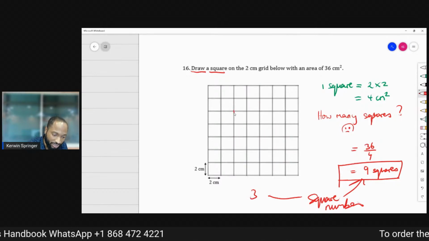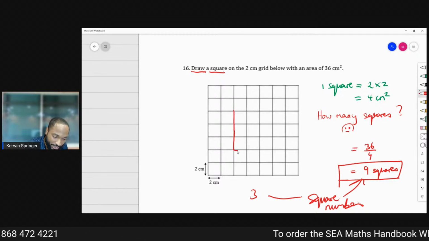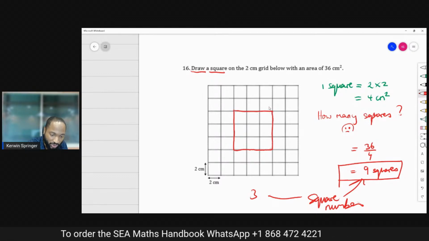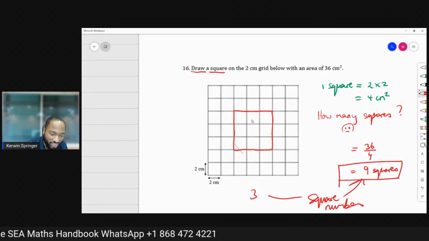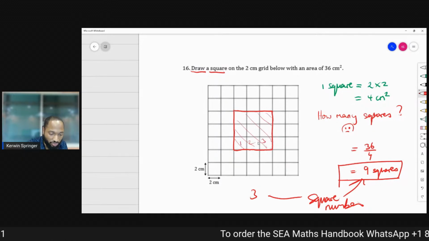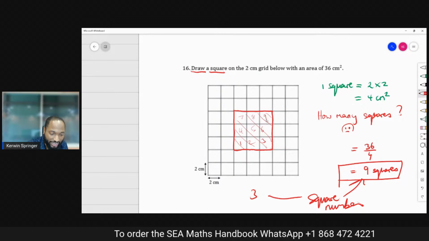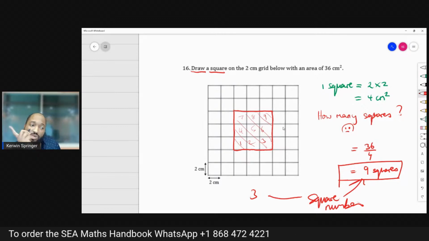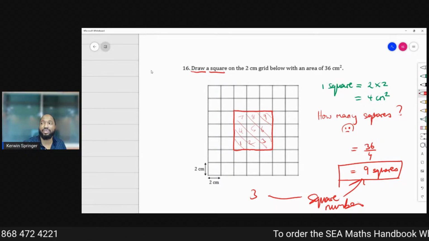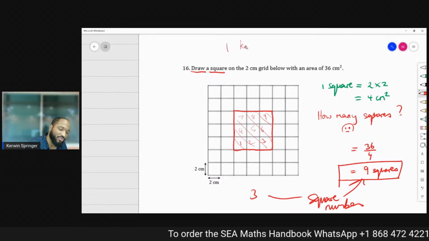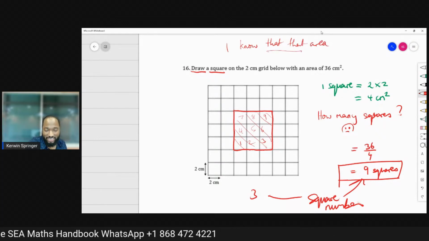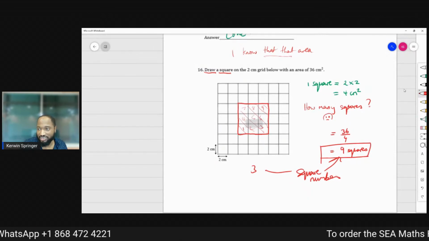Let's see how we put on our thinking caps today. The best kind of square to do would put one right in the middle here. If you didn't put it in the middle, you're not supposed to lose any marks, and they didn't ask to shade anything. So once you draw the square, you're good. But I'm just going to shade it so you see what's happening. There's 1, 2, 3, 4, 5, 6, 7, 8, 9 little squares in there, and each one of those little squares is 4 centimeters squared. So the area is 36 centimeters squared.